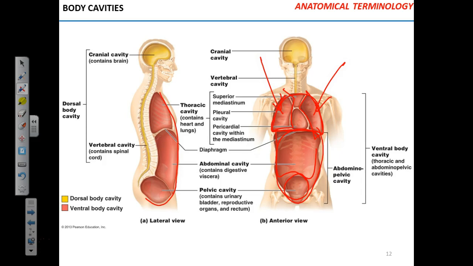In the center, that whole thing is called the mediastinal cavity, which can be further separated into the superior mediastinum and the pericardial cavity. What does the pericardial cavity contain? Heart. Superior mediastinum? Thymus, this tiny organ which pretty much all of us lack at this age. It's a fork-shaped gland that is important for your immune system. Thymus.